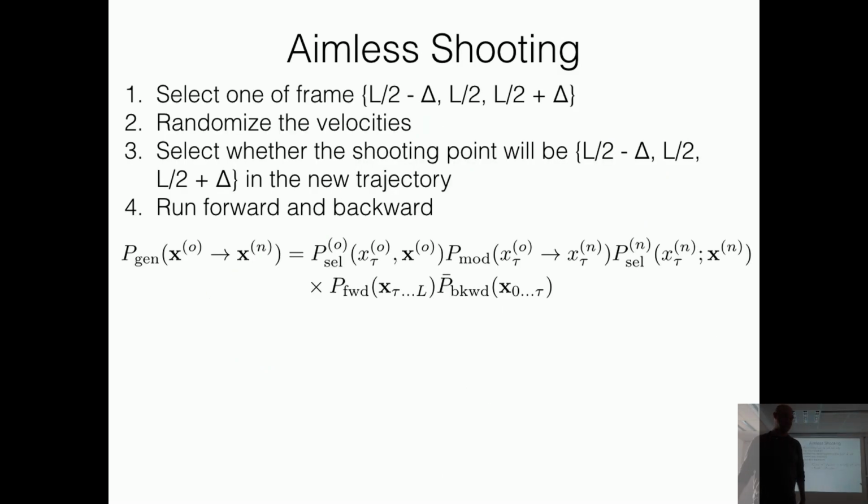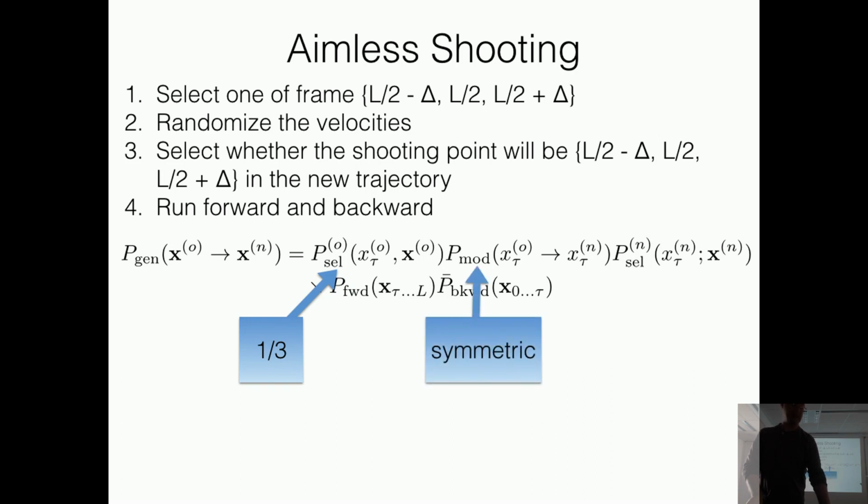Mathematically, this is just the details on it. You have to think about how to split up the algorithm, just like I said, every time you do this. So you have a 1/3 selection probability for each of the shooting points, because there are 3 you can select from. You have a symmetric modification probability, and you have a 1/3 chance of whether it'll be the first, second, or third in the new trajectory. And then you have the forward-backward dynamics, just as we did before.